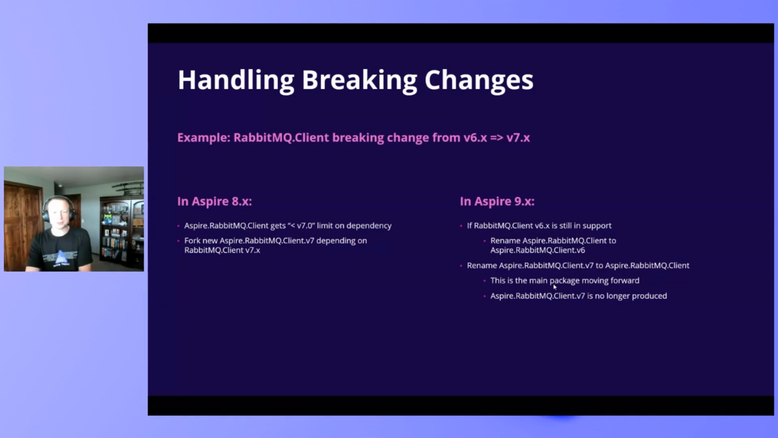So versioning is a little bit hard here because there's kind of two versions we have to work with. There's the Aspire version, the Aspire and .NET version, and then there's the underlying client library version. And sometimes you have to pick which one you want to follow along.